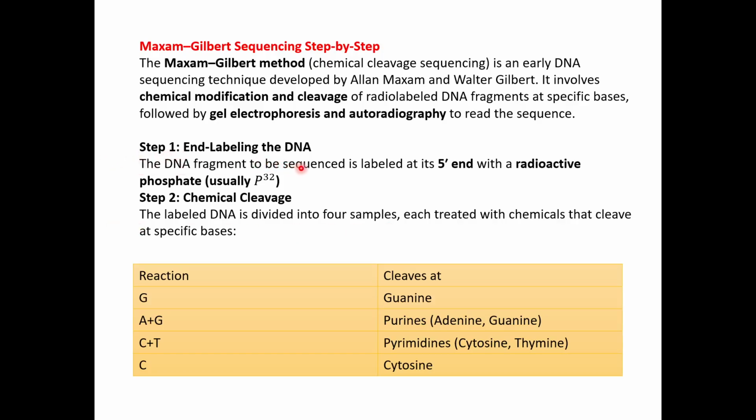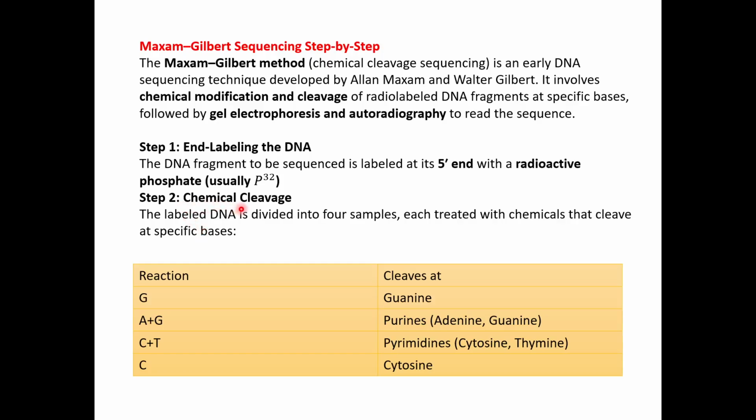So the DNA fragment to be sequenced is labeled at the 5' end with a radioactive phosphate group. Remember, at the 5' end we have 3 phosphate groups and at the 3' end we have an OH group. So here Maxam-Gilbert have made use of the 5' end phosphate group, unlike Sanger who took advantage of the 3' OH. They have labeled the 5' phosphate group with a radiolabeled phosphate. So this will allow us to visualize it when exposed.